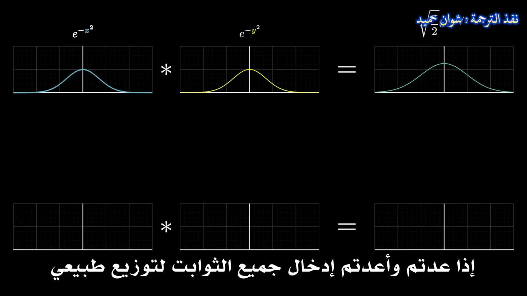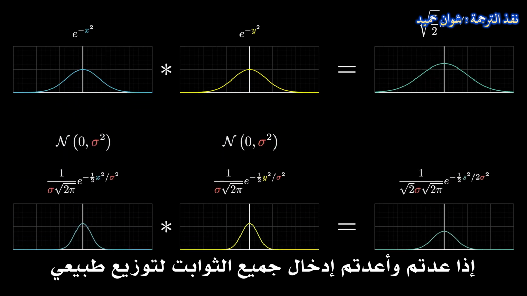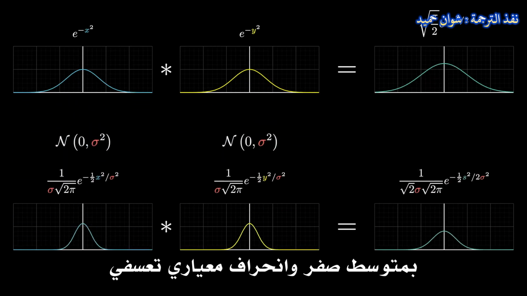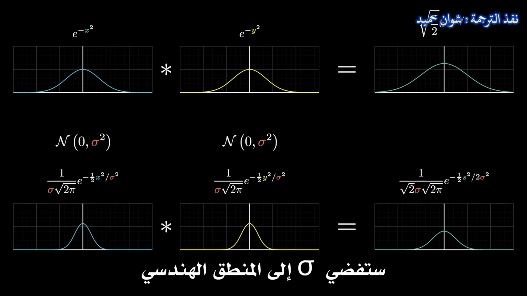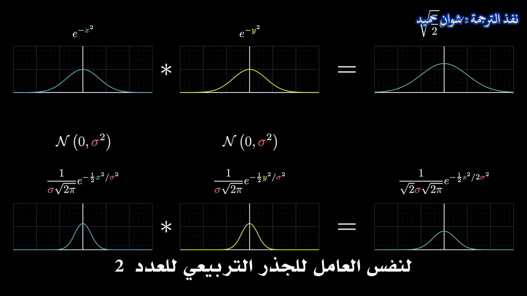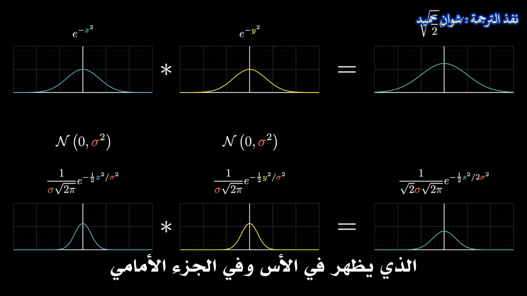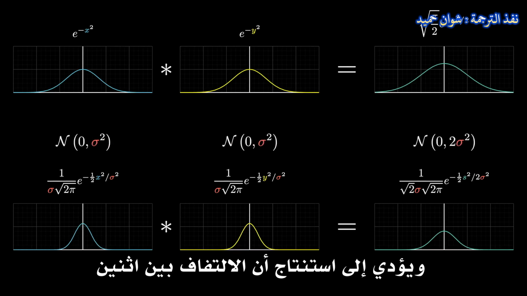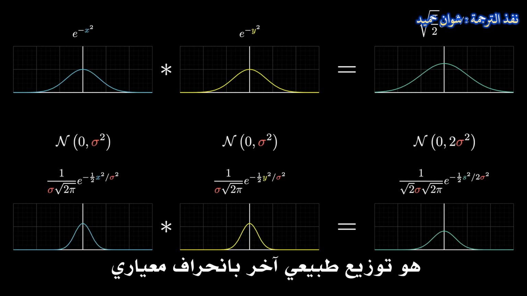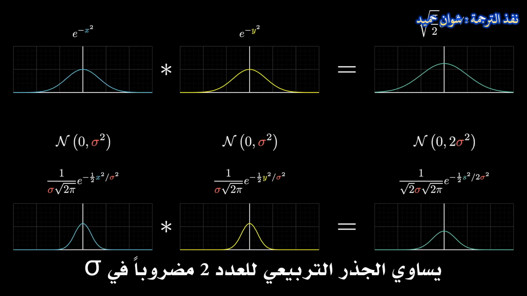If you were to go back and reintroduce all of the constants for a normal distribution with a mean 0 and an arbitrary standard deviation sigma, essentially identical reasoning will lead to the same square root of 2 factor that shows up in the exponent and out front, and it leads to the conclusion that the convolution between two such normal distributions is another normal distribution with a standard deviation square root of 2 times sigma.